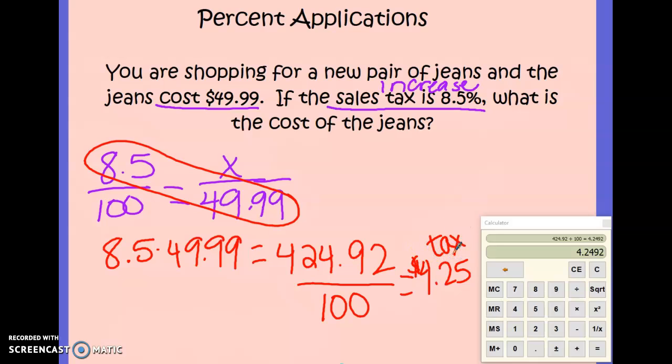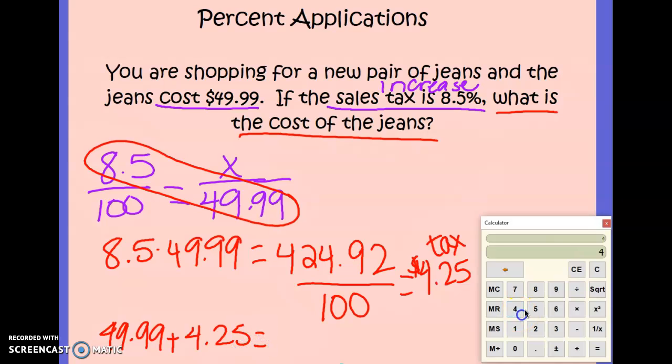This is not what it's asking us. It's asking us what is the cost. Okay, that means we have to add the tax in. So $49.99 plus $4.25 gives us $54.24.